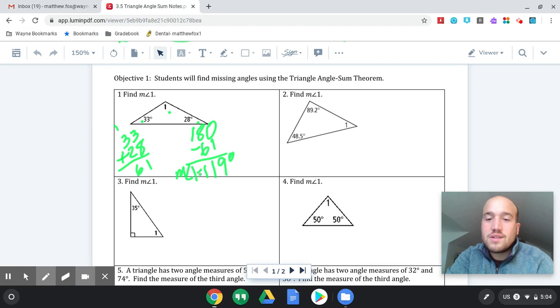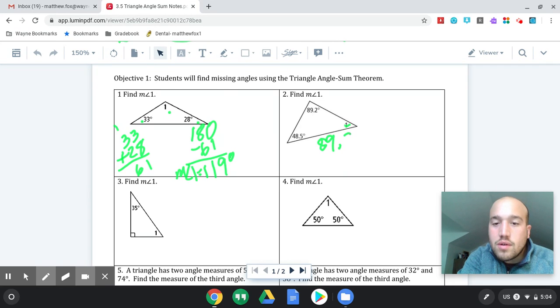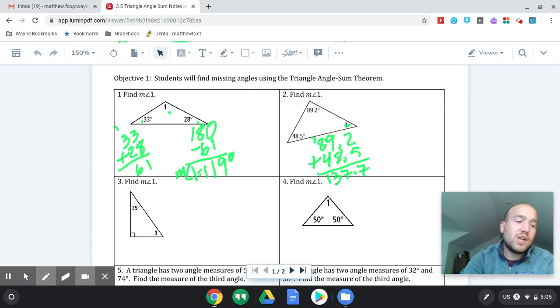Okay, now if we look at example 2 here, same exact thing, except now we got some decimals, but it doesn't change anything. We're still looking to find this angle. Decimals, I know, may be complicated a little bit, but it doesn't change what we are trying to do. So let's start by adding those two together. 89.2 plus 48.5. Okay, we know that 2 and 5 gives us 7. 9 plus 8 is 17, so we carry the 1. 4 plus 8 is 12, plus that 1 gives us 13. So 137.7. Now once again, just take 180 and we'll subtract that.